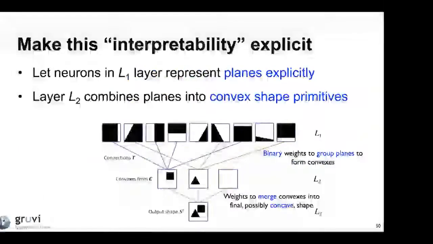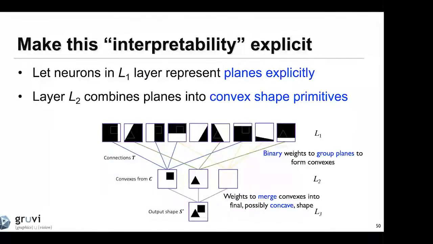So there's some interpretability in this network, right? That's something we found after the BAE-Net. So now it's natural to ask the question, would it be possible to make this interpretability explicit? So we actually explicitly force the first layer of the network to learn planes. We tell it exactly just learn planes.